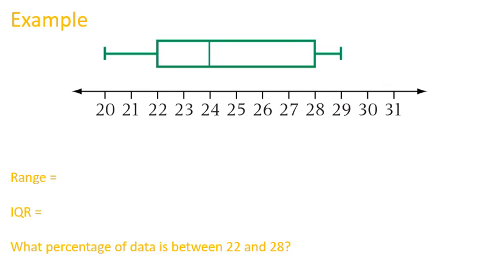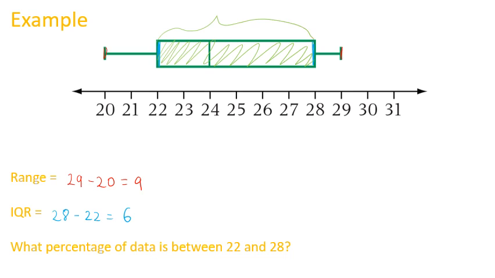Okay, this next question here, we're asked to first find the range. So the range is the maximum minus the minimum. So that's 29 minus 20, giving us a range of 9. Next we're asked to find the interquartile range, so that's Q3 minus Q1, so 28 minus 22, which equals 6. And then it says what percentage of data is between 22 and 28. So this is 22 and 28. So we know that in the box section, 50% of the data is contained.